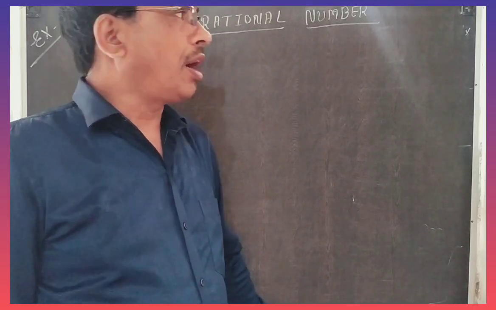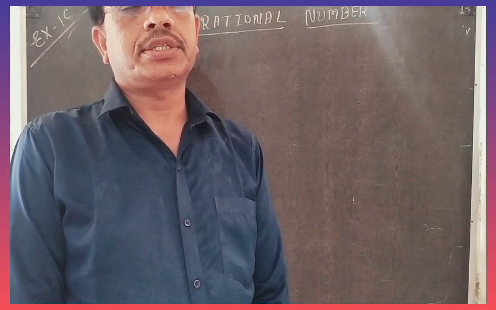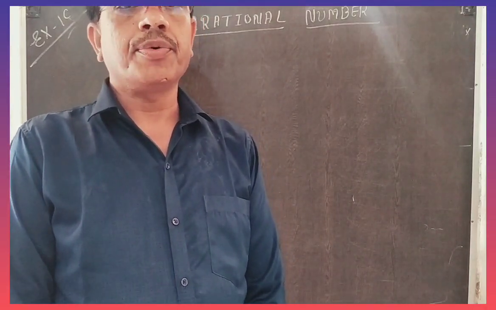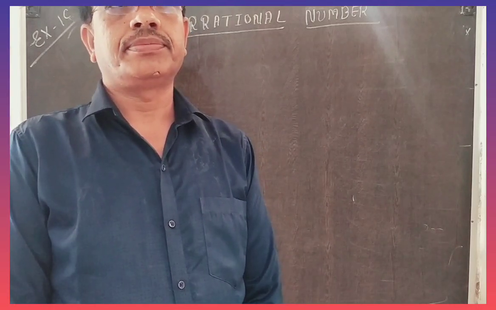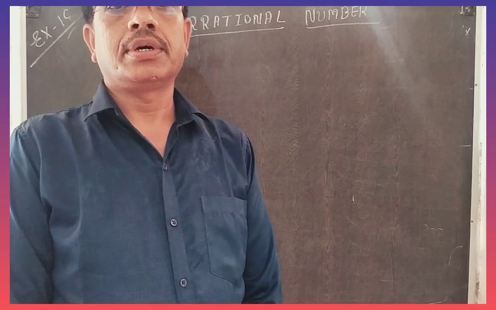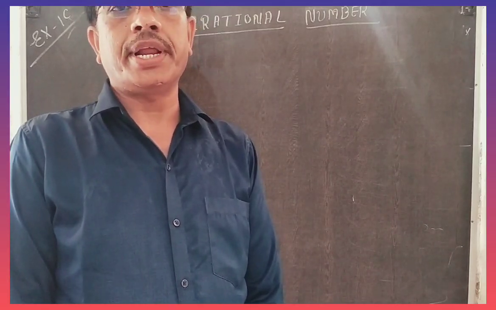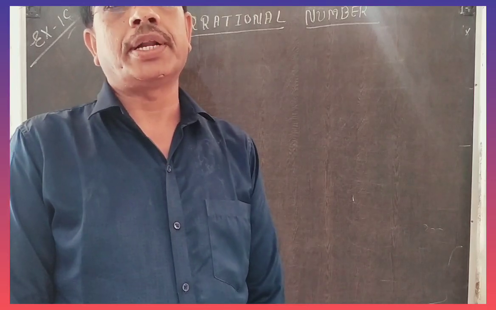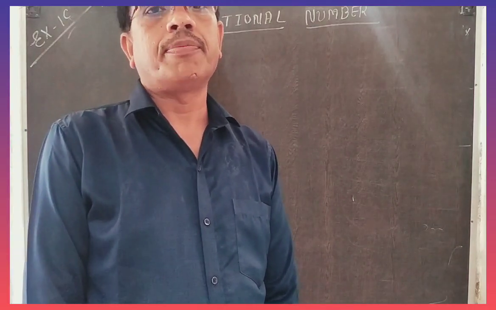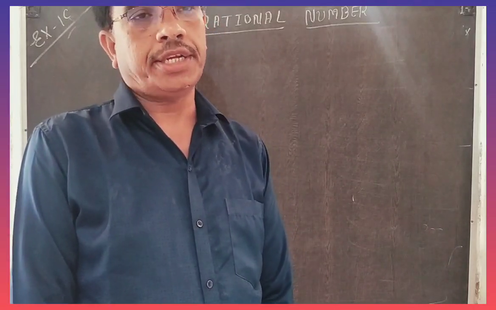Dear students, now solve a new exercise, that is exercise 1D, related to irrational numbers. In the previous video, I discussed 1C, how we can solve whether a number is terminating or repeating decimals. Today I discuss what irrational numbers are and how we can prove that a number is irrational.